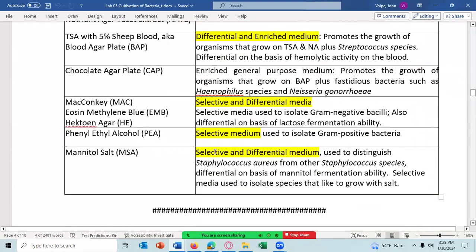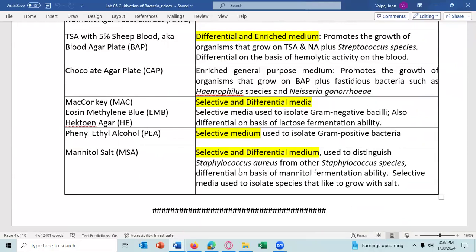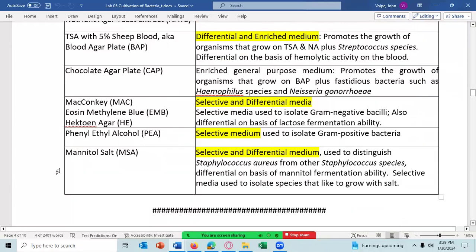If the bacterial growth, especially the area around the colony, turns yellow, it's fermenting the sugar mannitol. Once again, when the sugar is fermented, it produces acids, and the acid will change the pH indicator's color to yellow. If it cannot ferment the sugar, then the pH will stay about the same and the color will not be yellow. It will be kind of a pinkish color, the mannitol salt agar.